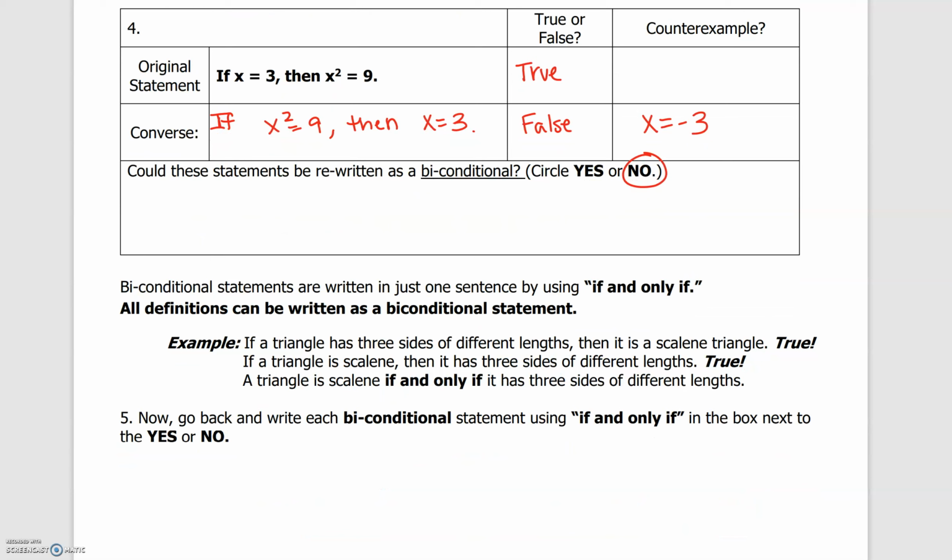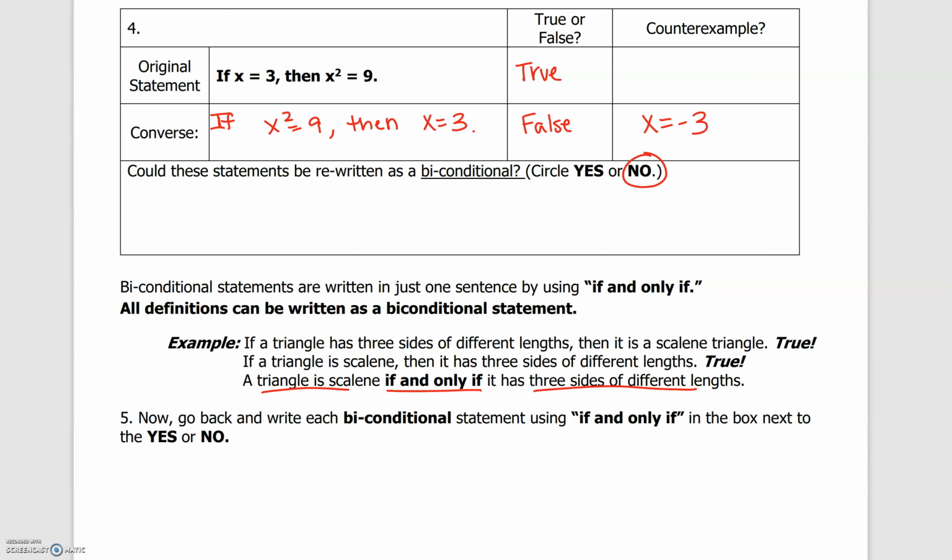So let's talk about a biconditional. A biconditional is written when it's just one sentence, and we use if and only if. And you can write that at the beginning, or you can write it in the middle between the two statements, but most of the time it's written in between. So let's take a look at this example. If a triangle has 3 sides of different lengths, then it's a scalene triangle. That's true. If it's a scalene triangle, then it has 3 sides of different lengths. That's true. So they took the first part and then the last part, but in the middle, instead of having an if and a then, they just put if and only if.